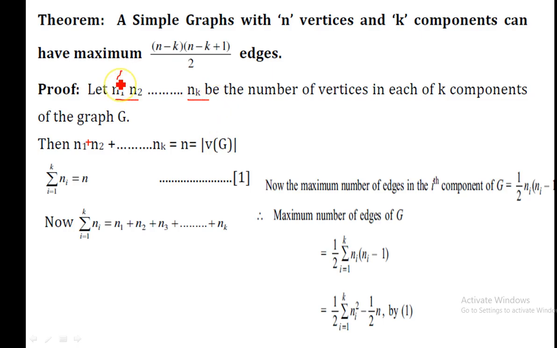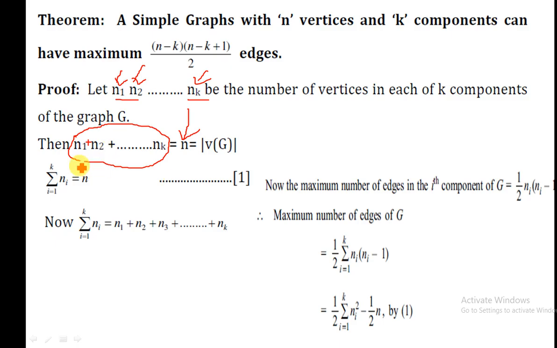What is n1? Number of vertices in the first component. n2, number of vertices in the second component, and so on, nk, number of vertices in the kth component. So totally k components in this graph. If we add all the vertices, n1, n2 and so on, nk, I get the number of vertices in the graph G, that is called n. This is the first step: n1 plus n2 and so on, nk equal to n.